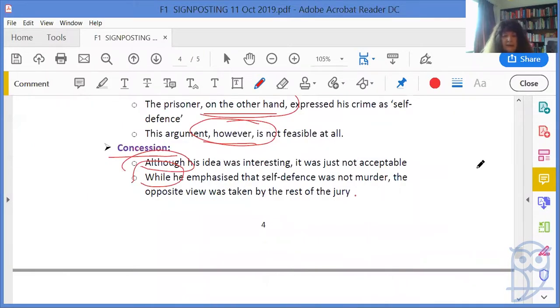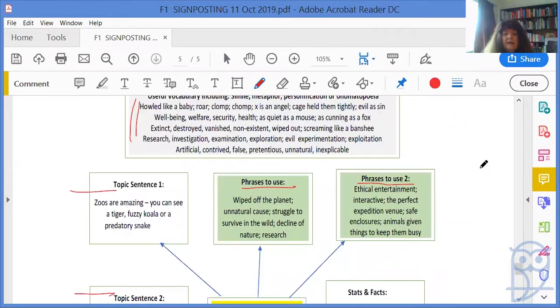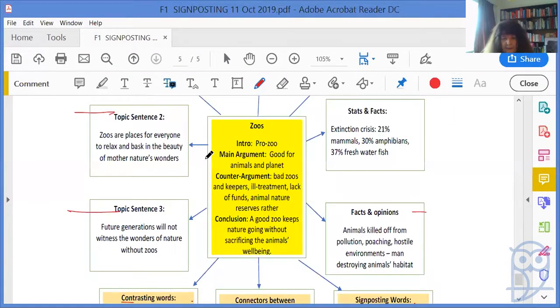Let's look again at what your essay plan should look like. You've got your main topic in the middle. What's it going to be about? In this case, zoos. In the introduction, you're going to say whether you're pro or anti, for or against zoos. What's your main argument going to be? And what's your counter argument going to be? And what's your conclusion going to be? You should have this in your essay plan before you start.